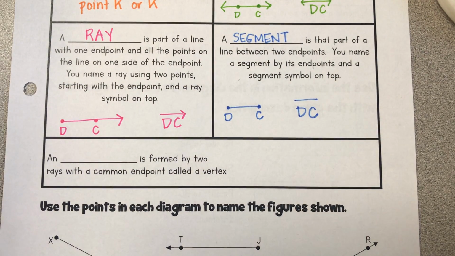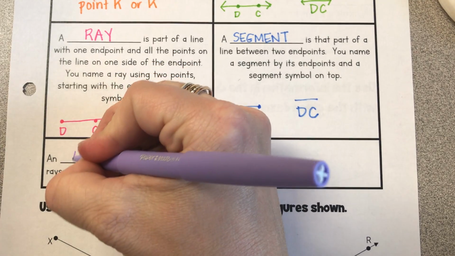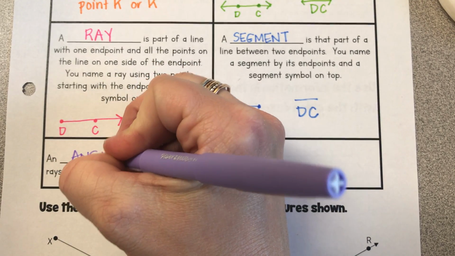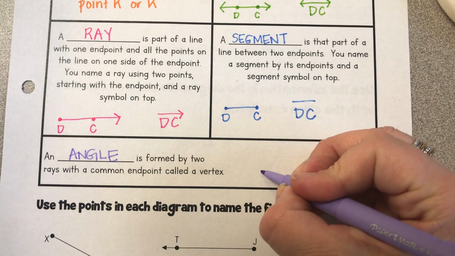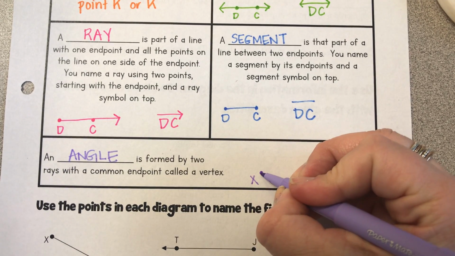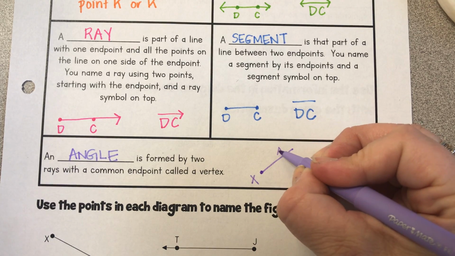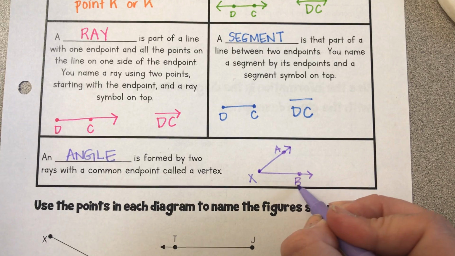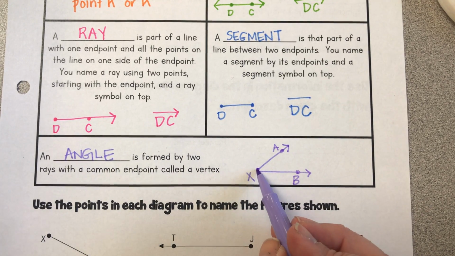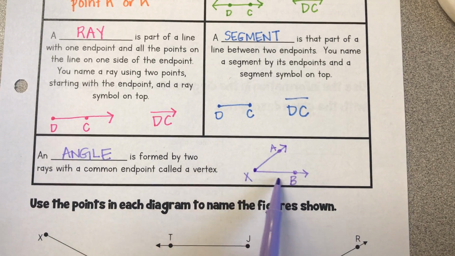And then the very last thing that we have to talk about is an angle. And an angle, not to be confused with angel, which is EL. An angle is formed by two rays with a common endpoint called a vertex. So let's say this is X and this is A, so you have ray XA and then ray XB, and when you put them together, because they both have this common endpoint of X, it makes an angle.